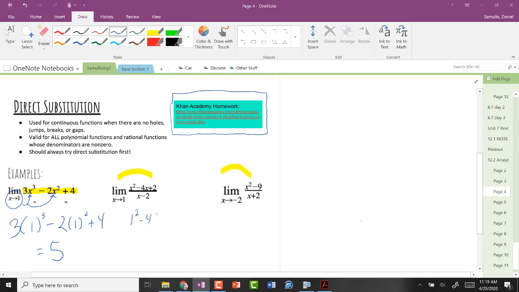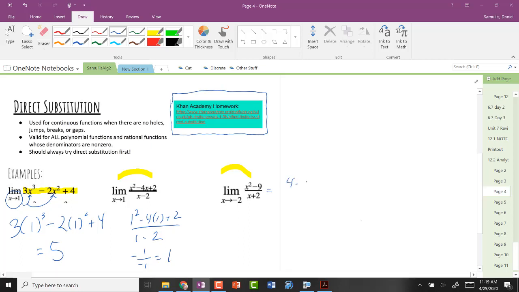We have 1 squared minus 4 times 1 plus 2. We have 1 minus 2. I'm going to get a negative 1 over a negative 1. So the limit is 1. So as x approaches 1, the y is approaching 1. Okay, well, where it does not exist is if we tried to use direct substitution in this problem, I end up with a 0 in the denominator.